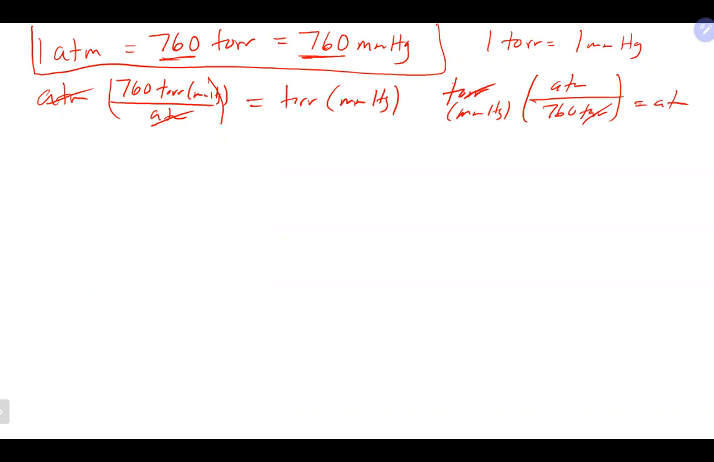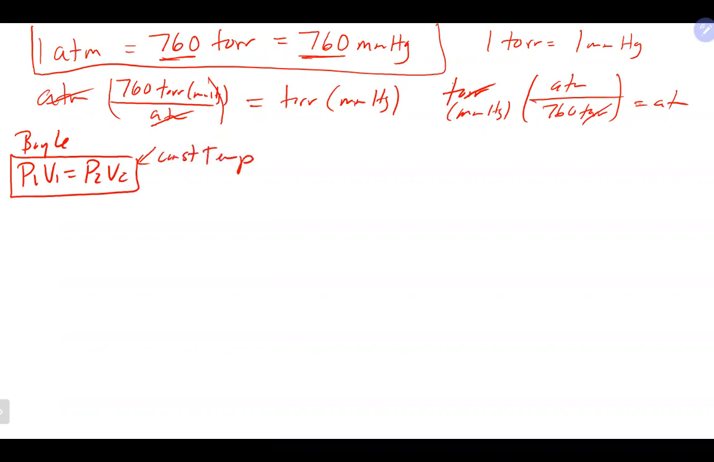We talked about some gas laws. We talked about Boyle's law, which is P1V1 equals P2V2. This is at constant temperature here. And the pressure and volume can really be any unit you want, as long as they are the same on both sides of the equation.